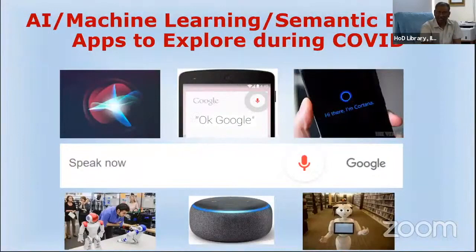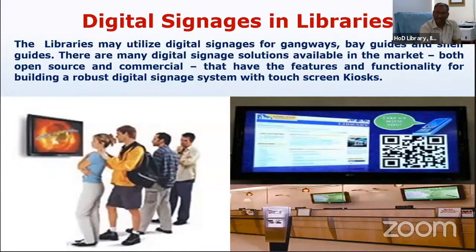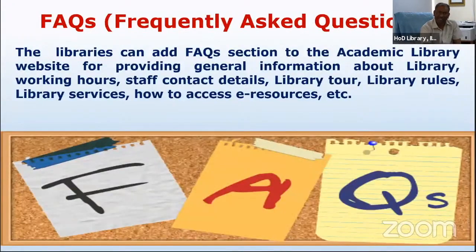We are also trying to explore the use of artificial intelligence or machine learning for providing some of the library services. And I think we are not doing it, but many libraries may adopt digital signage in their library instead of physical signage. You can also upload some facts and frequently asked questions on your website.